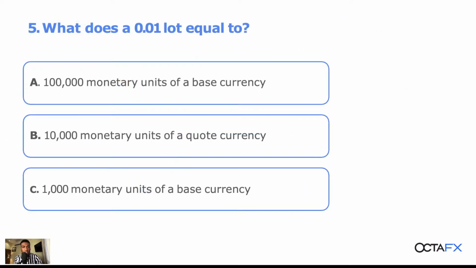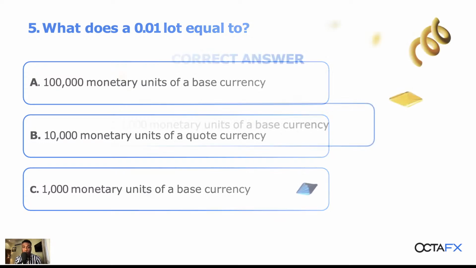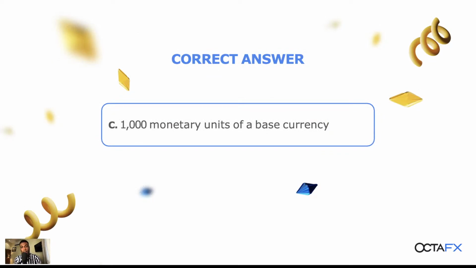What does a 0.01 lot equal to? A, 100,000 monetary units of a base currency. B, 10,000 monetary units of a quote currency. And C, 1,000 monetary units of a base currency. Only one of these options can be correct. Some of you said A, some of you said B, some of you said C. Let's see which one is correct. The correct answer is C, 1,000 monetary units of a base currency. Now, why is that?